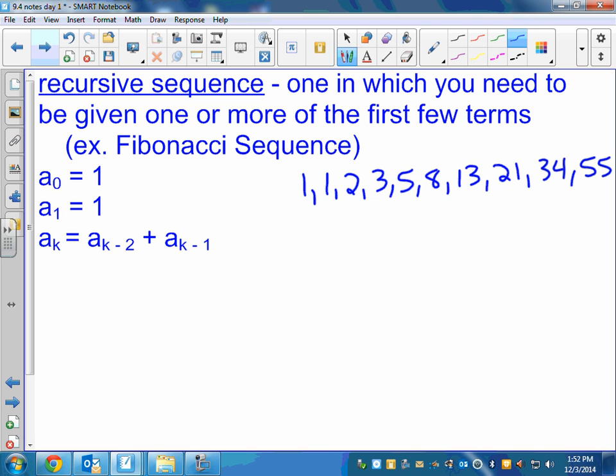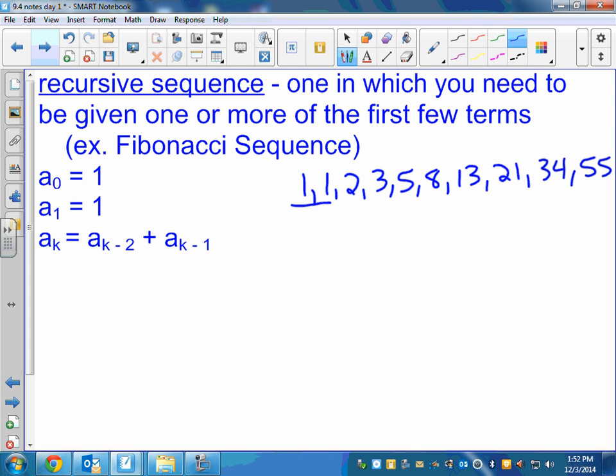In any recursive sequence, they have to give you at least one number. In the Fibonacci sequence, they give you two numbers. They give you two ones. And then to get every term after that, you just add the 2 before it. So 1 plus 1 gives me 2. 2 plus 1 gives me 3. 3 plus 2 gives me 5. 5 plus 3 gives me 8, right? So the difference between an explicit formula and a recursive formula is that with a recursive one, you have to have a number given to you. Usually it's just the one before it.